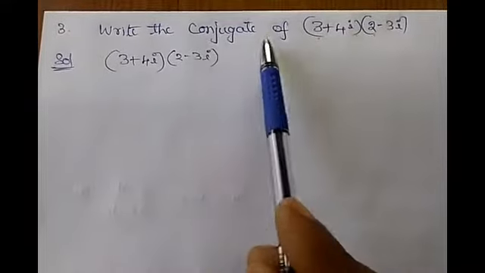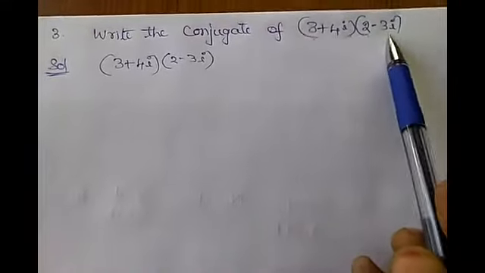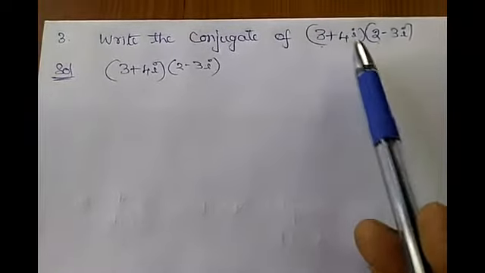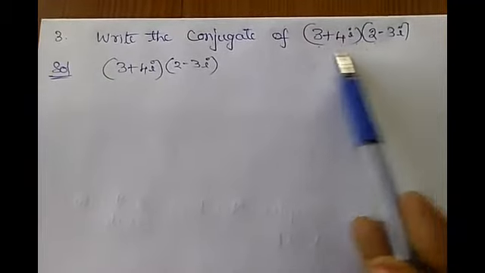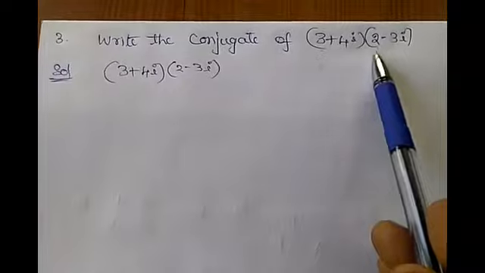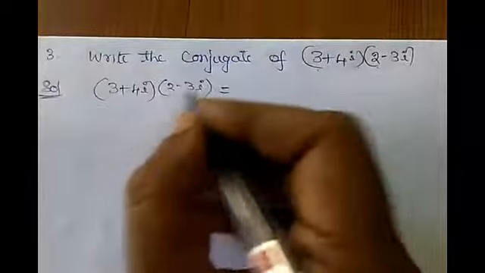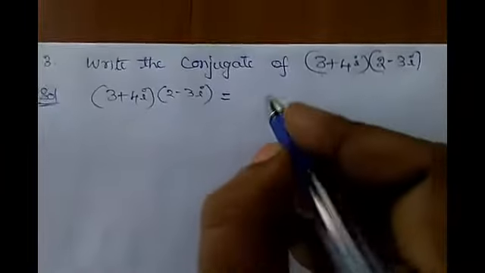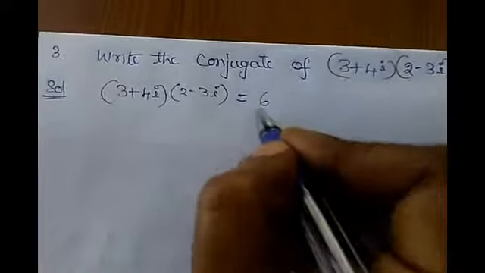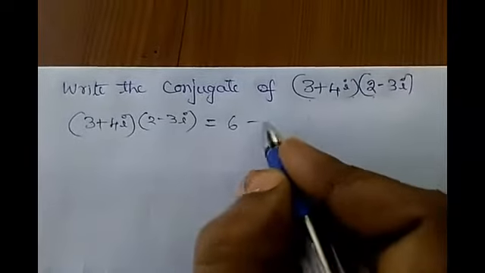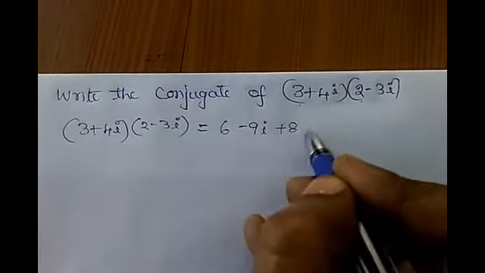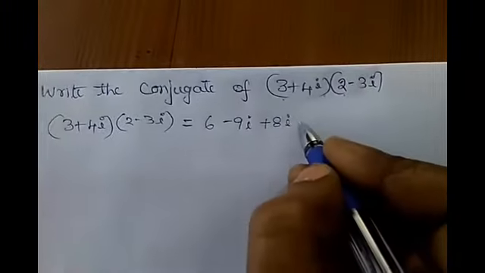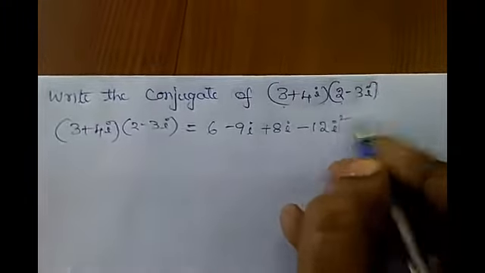Problem is write the conjugate of (3 plus 4i) into (2 minus 3i). Before finding the conjugate of this complex number, first do the multiplication of these two. It is the product of two complex numbers. So do it first. Multiply these two complex numbers. 3 into 2, 6. 3 into minus 3i, minus 9i. Now 4i into 2 plus 8i. 4i into minus 3i, minus 12i square.